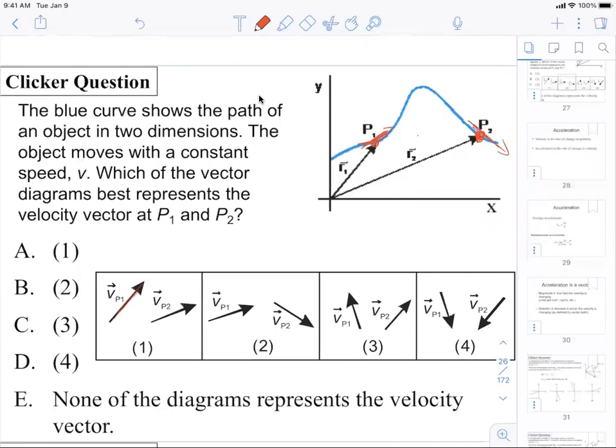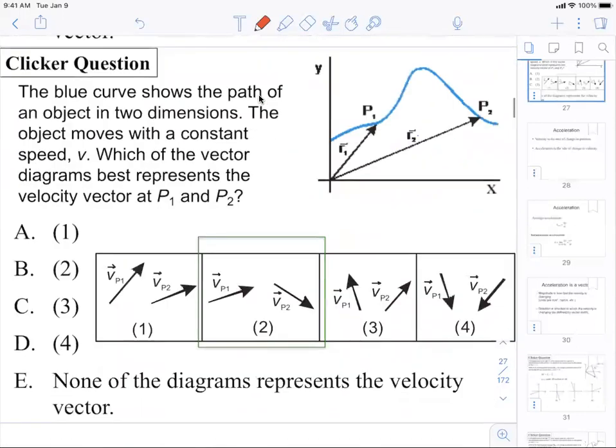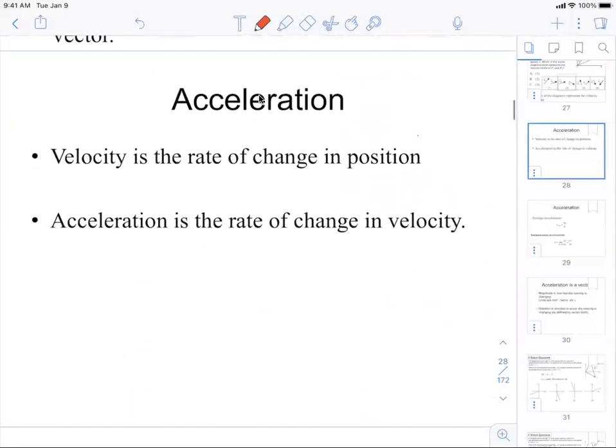So looking at these, this seems to be the best representation of the direction of your velocities. One is up a little, one is down a little, okay? So B2 is the correct answer. We have talked about velocities, and the next thing is acceleration.